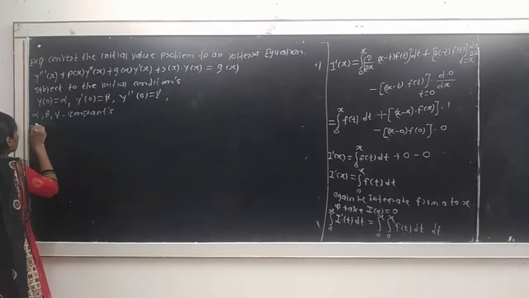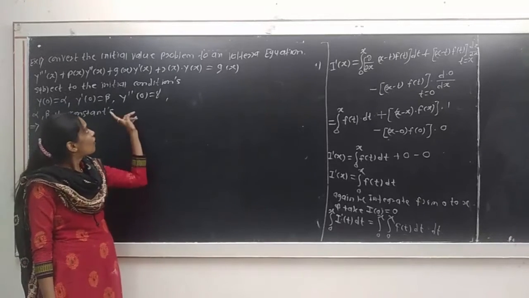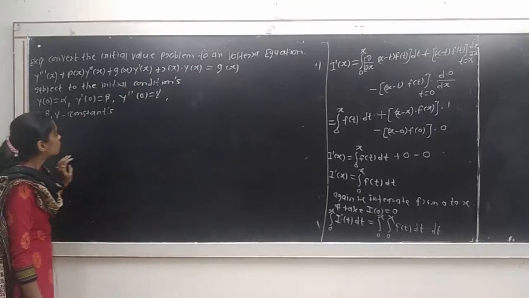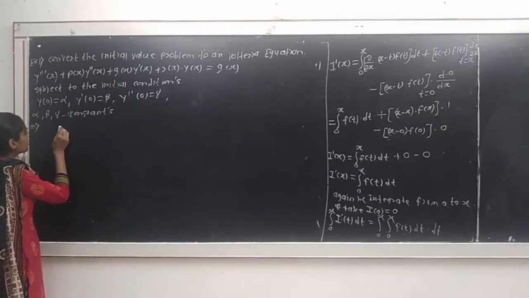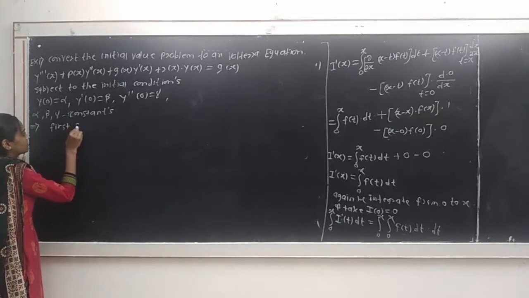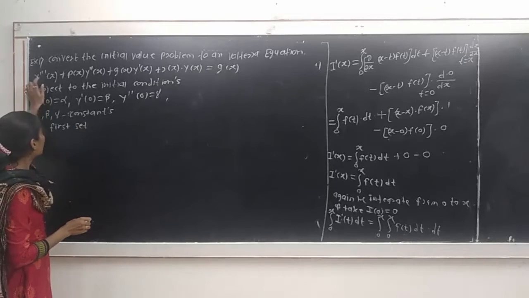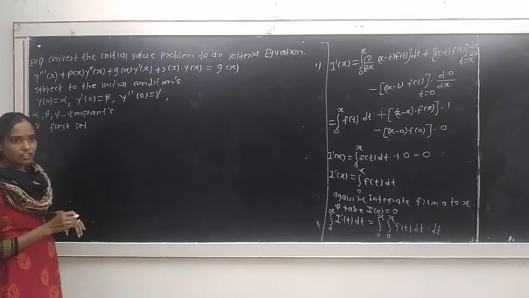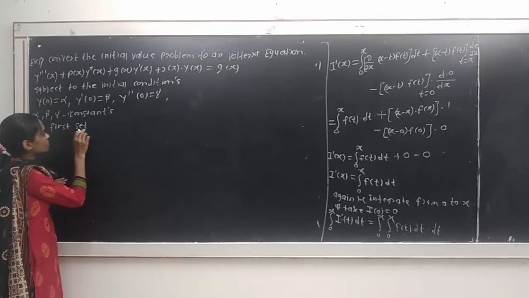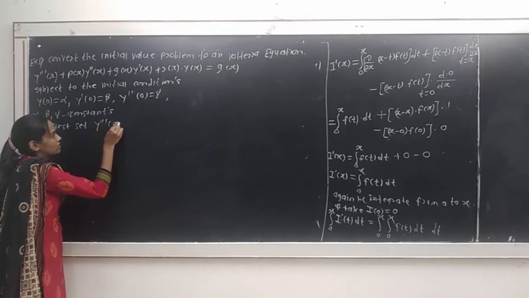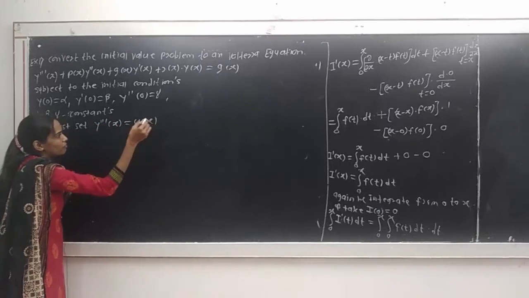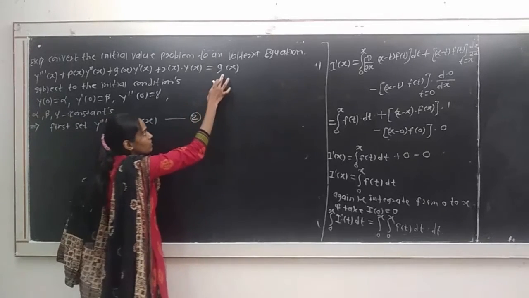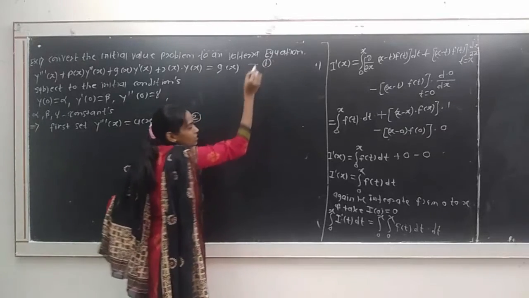Using this example, we have to see the procedure of converting an initial value problem to the Volterra equation. For that, first we set: the higher order derivative, that is y triple dash of x, is of the third order. Therefore, first we set y triple dash of x is equal to u of x and take it as equation number 2. The given equation, take it as equation number 1.